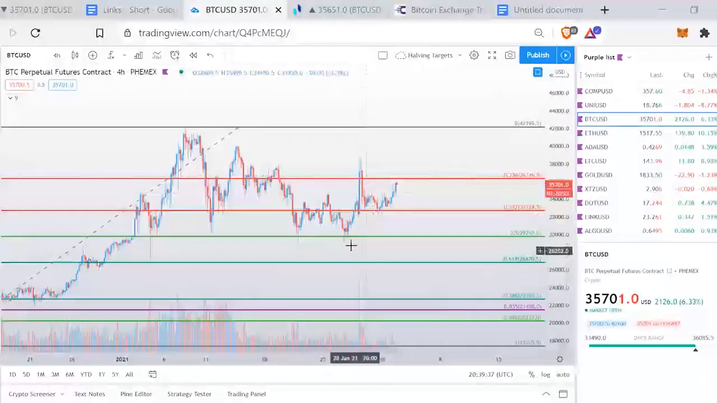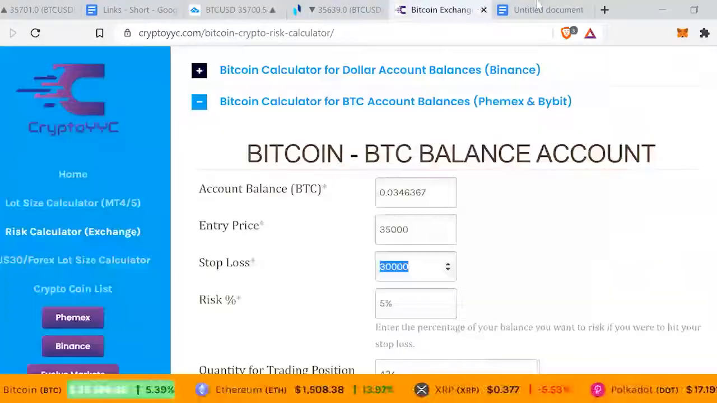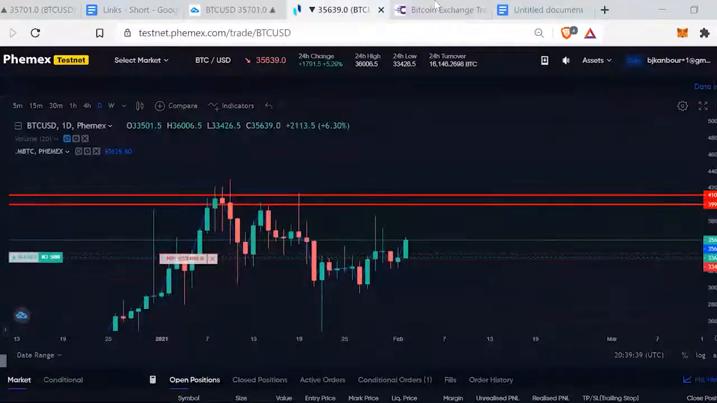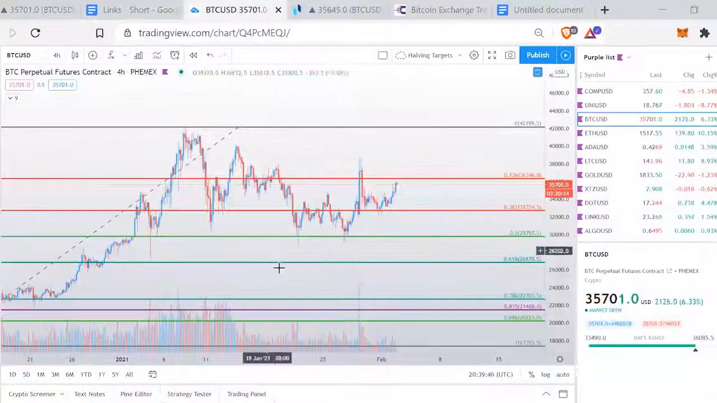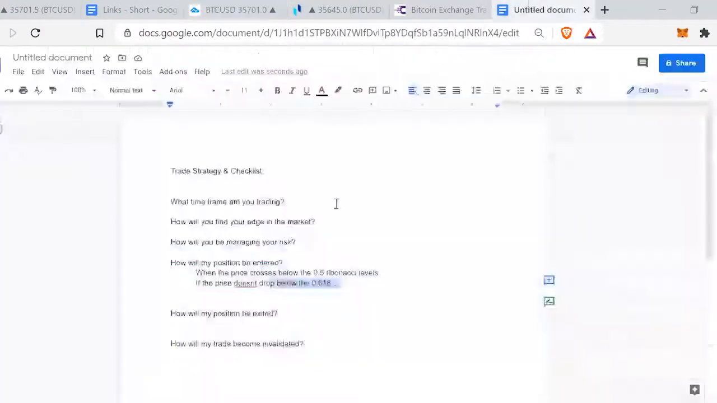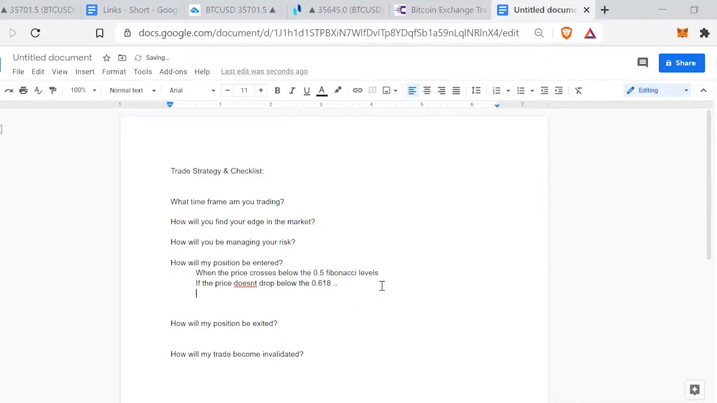You go back, right here. Okay, yes, it was. Did the price go below the 0.618? No. We never went back into 0.618. So if all of these conditions are met, then you would say, for your last one, enter when the price moves across level X.